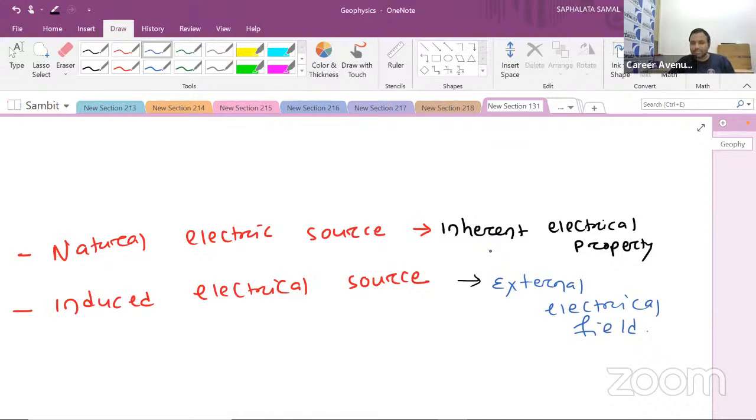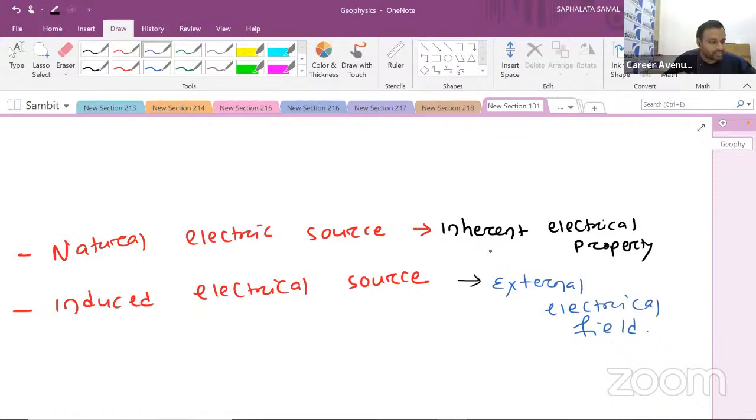If I want to measure the electric field inside the earth as the natural electric source, I'm measuring what the electric field in the earth is, what the potential difference in the earth is. That is the natural electric source. Whereas in the induced electrical source, I will apply some external current inside the earth and I will see how the current is moving from one part to another. And based upon that, I will do my interpretation.